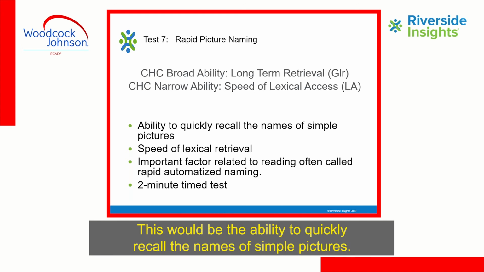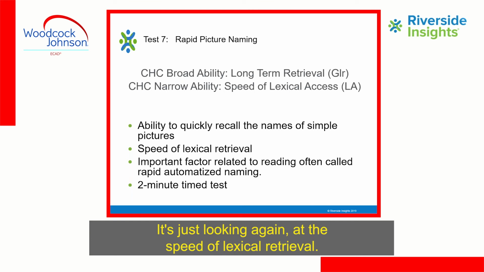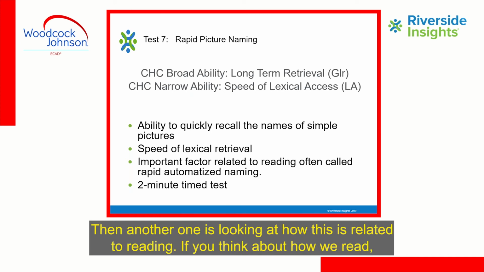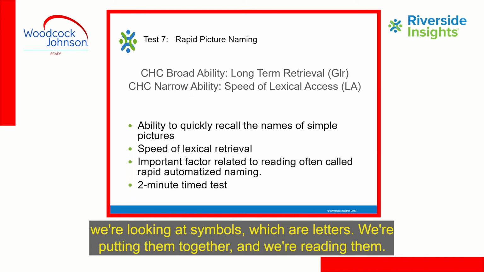This would be the ability to quickly recall the names of simple pictures. This is looking again at the speed of lexical retrieval. How quickly can you pick that information, that verbal information from your memory? And then another one is looking at how this is related to reading. If you think about how we read, we're looking at symbols, which are letters. We're putting them together and we're reading them. This is kind of similar.